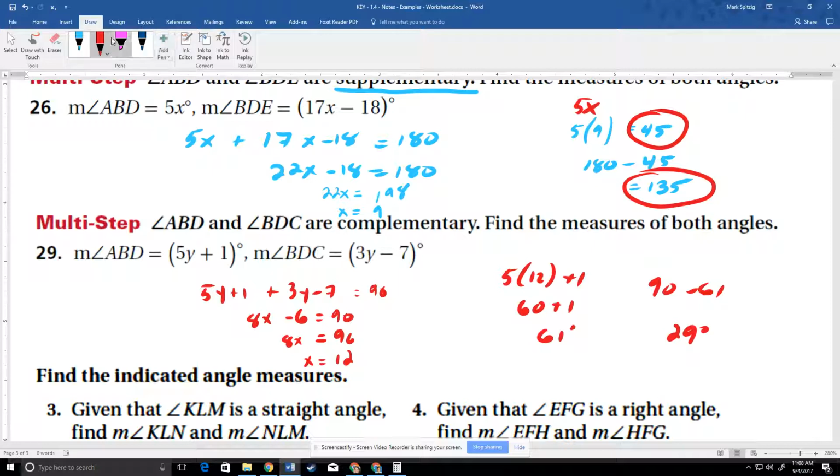So our two angles in this case are going to be 61 and 29. I'm going to circle it with blue, stylistically speaking. Okay, there you go, there are the two angles.